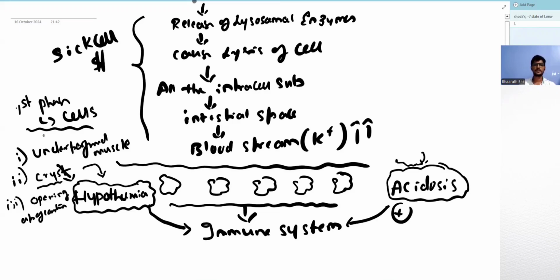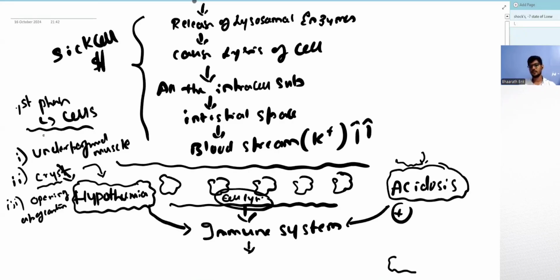So these are the three things: the underperfused muscle cannot generate heat, the crystalloids that we use for resuscitation are mostly cold, or at least not at body temperature, and opening up of the cavities will also lead to hypothermia. So this hypothermia together with acidosis and the cell lysis, these three important factors activate the immune system. So whenever there is activation of the immune system, where does it go?